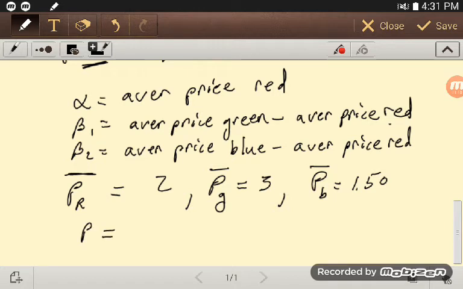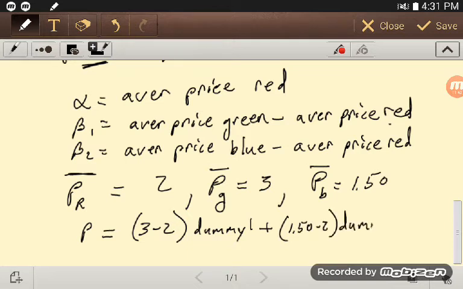I can say, oh, price is equal to, and here we have our 3 minus 2 times dummy 1, plus 150 minus 2 times dummy 2, plus 2. So actually, it's quite easy to come up with a model. What I don't know is for these values. So here my beta 1 is 1. Here beta 2 is equal to minus 0.5.